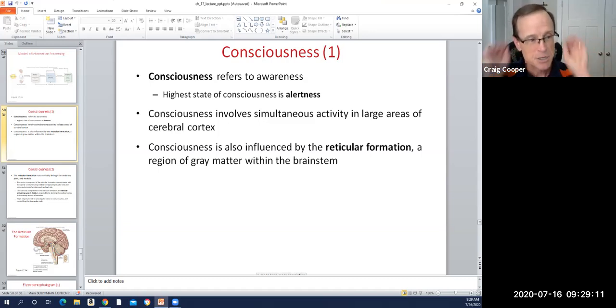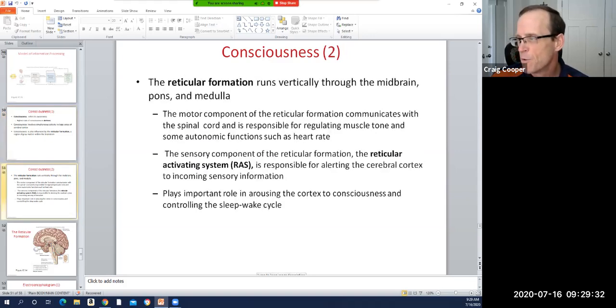And then it sends a message to the cerebral cortex. It's like, hey, don't you hear that alarm? Wake up. And the brainstem, those pons and medulla, is where that reticular formation is. That's what helps us come to and recognize, oh, okay, I do need to get up. That alarm is going off. I better shut it off. So reticular formation, sometimes called the reticular activating system. That's a particular part of it.